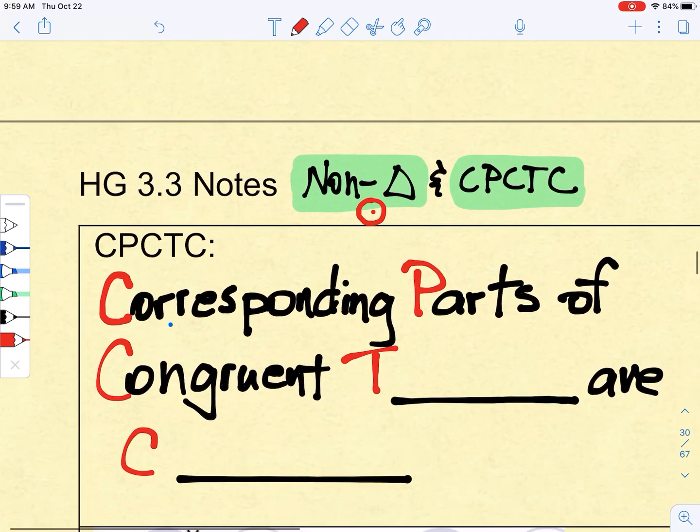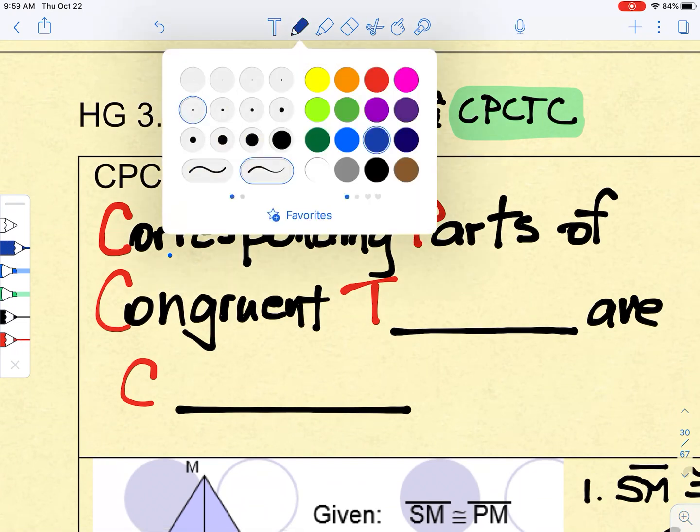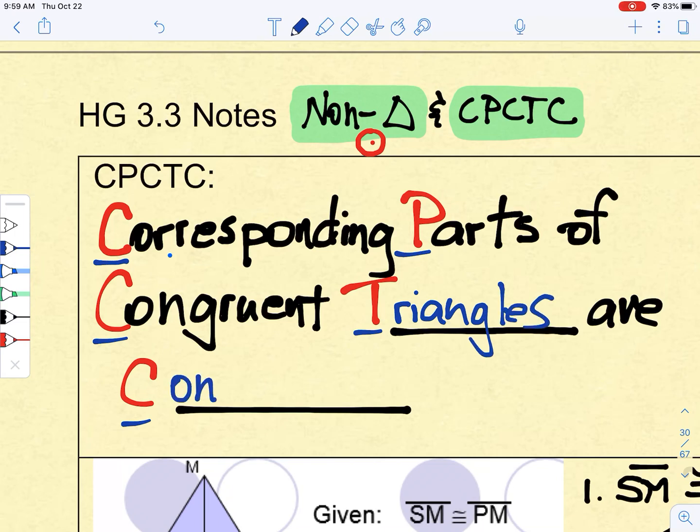Let's start with the 5 letters. So, C, P, C, T, C. That's where they come from. Corresponding parts of congruent triangles are congruent.